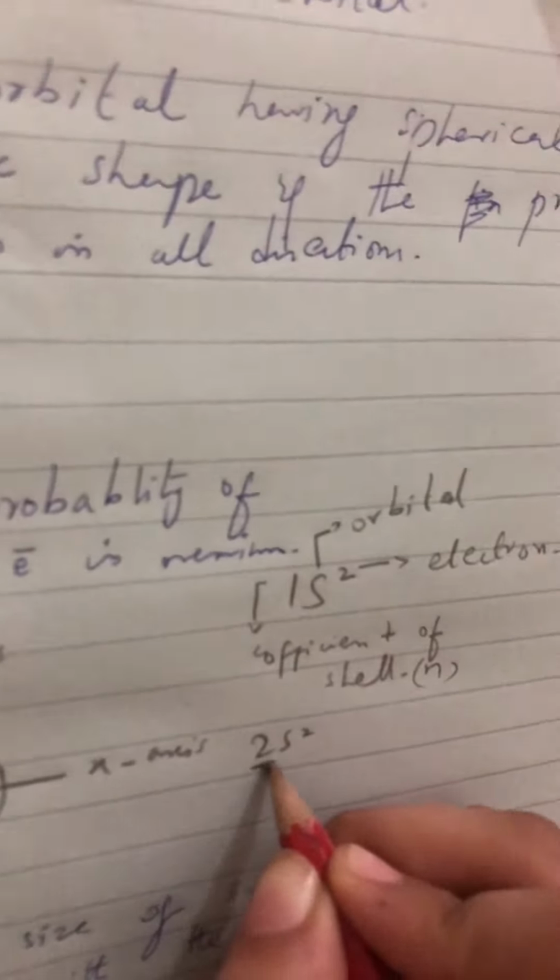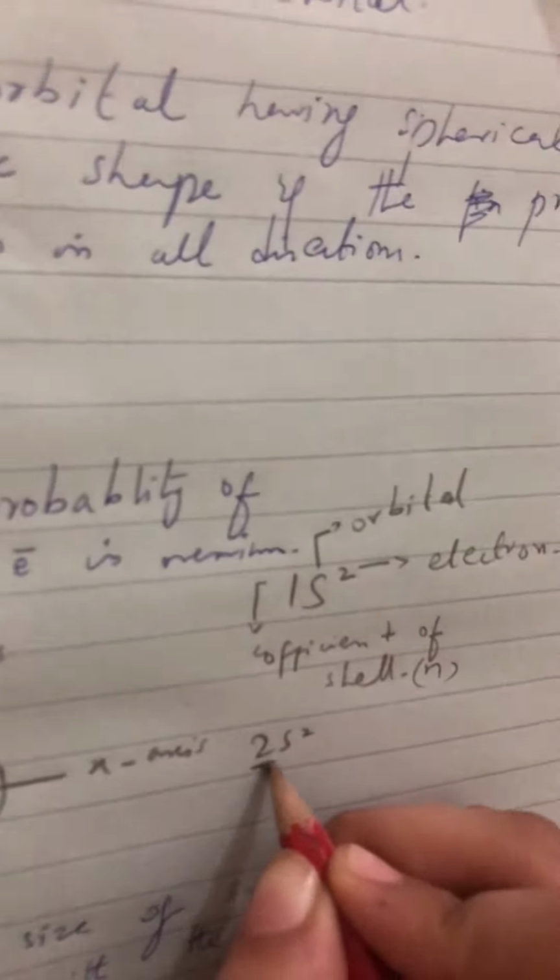The orbitals which have the same energy, or are of the same subshell, are called degenerate orbitals. Like this is a p orbital. In p we have 3 orbitals which are of the same energy too. So these 3 orbitals of p are called degenerate orbitals, because these 3 have the same energy and are of the same subshell.